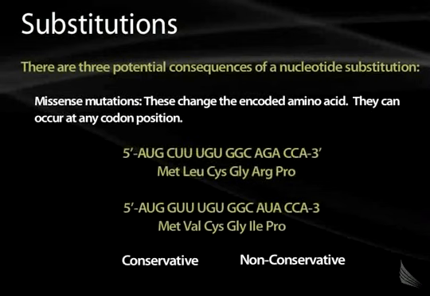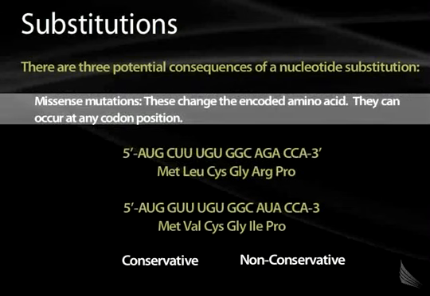Now, another type of substitution mutation is what we call a missense mutation. This is a mutation in which the encoded amino acid is changed. That is, the codon changes from a codon encoding one amino acid to a codon which encodes a different amino acid. These most commonly happen at the first and second positions in the codon, although they can occur in the third position as well. Now, you can see that these can be either conservative changes or they can be non-conservative changes.